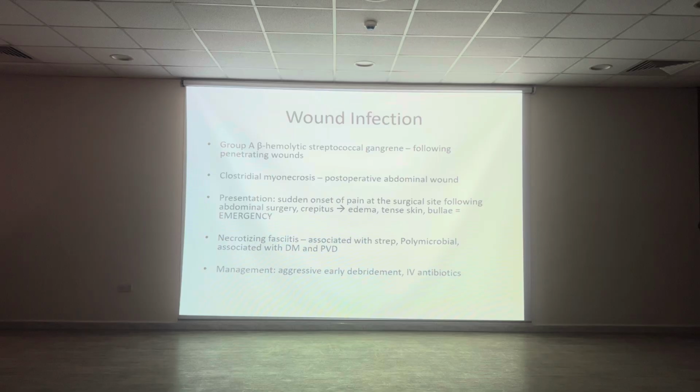The most common organism following a penetrating wound is group A beta hemolytic strep. In post-operative wound infection, when they develop necrotizing fasciitis, most commonly it's Clostridium myonecrosis. Usually the presentation is severe onset of pain at the site of the surgery. You may feel crepitus or edema or tense skin, or even the skin might look normal. In most cases, if it is in a diabetic or an immunocompromised patient, it's polymicrobial rather than a specific microorganism. As we said, the treatment is aggressive early debridement.